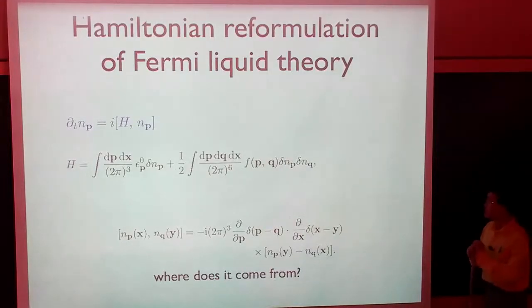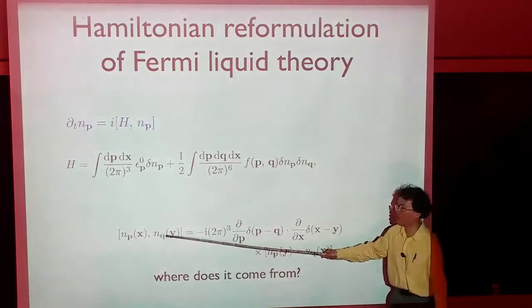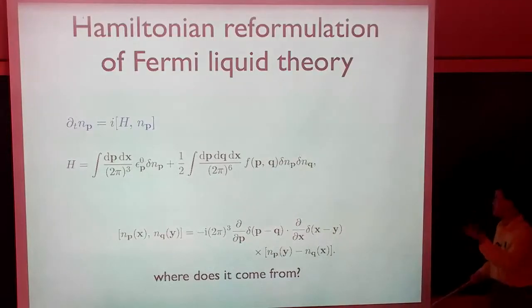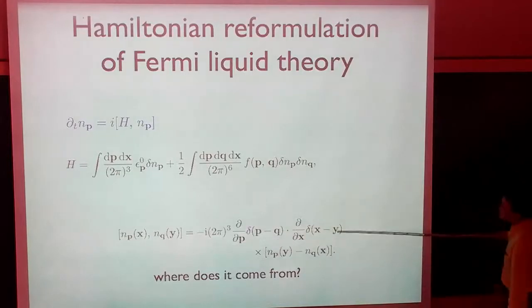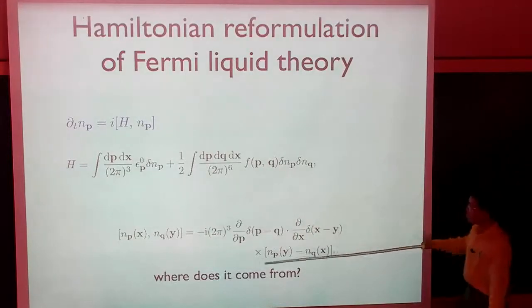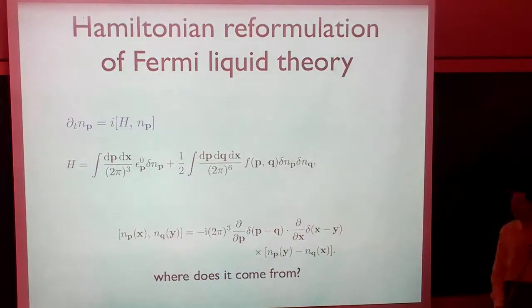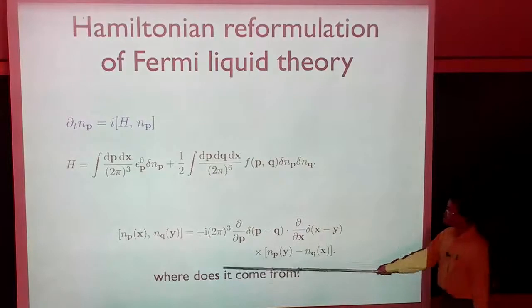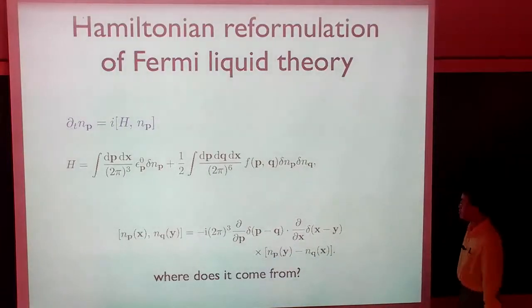In order for this equation and the Hamiltonian to give me the correct kinetic equation, I have to postulate some form of the commutator between the occupation number and the occupation number at another point in phase space. By trial and error, one can see that if one chooses the commutator in this form, then we will find the correct equation of Landau's Fermi liquid theory. This looks not very intuitive. Why should the commutator between the occupation numbers have this particular form? Where does it come from?